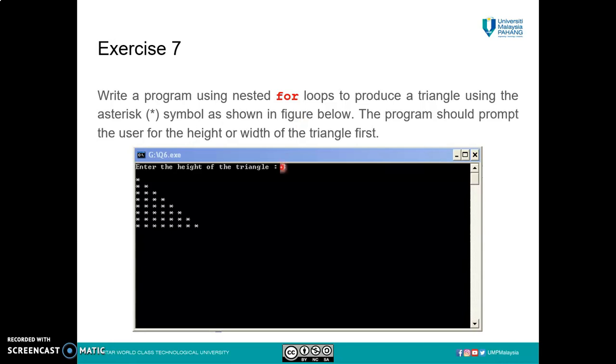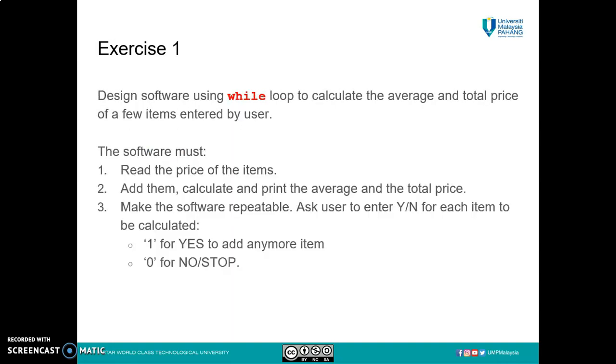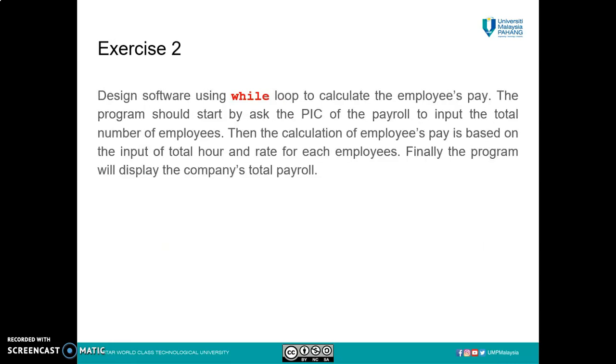For this example, first it will ask the user to enter the height of the triangle. Put in 8, and then the program will print out the triangle based on this number. Just in case, I put example 1 and also exercise 2, so you can do exercises 5 and 6.